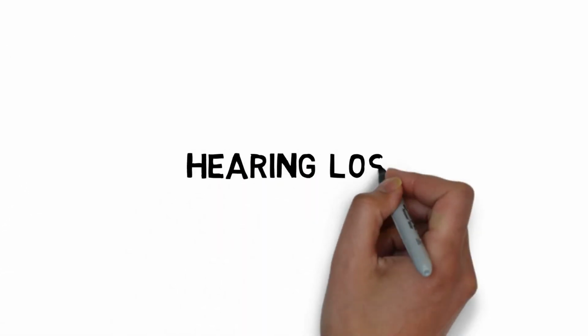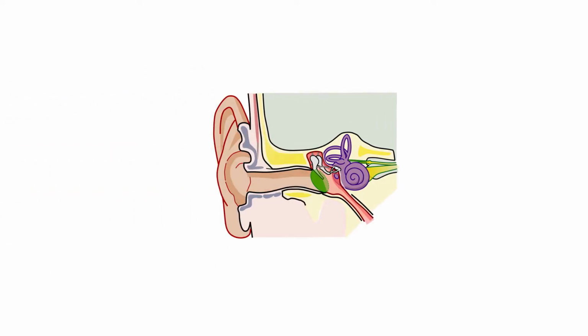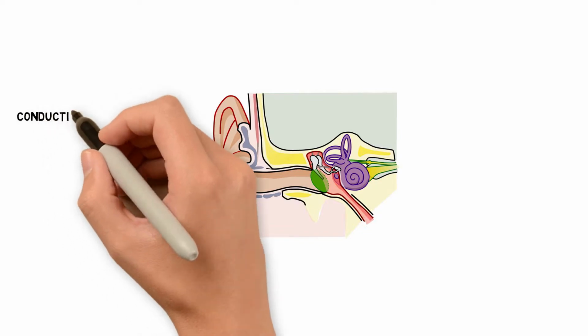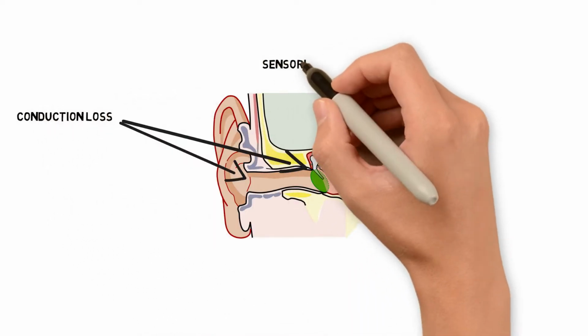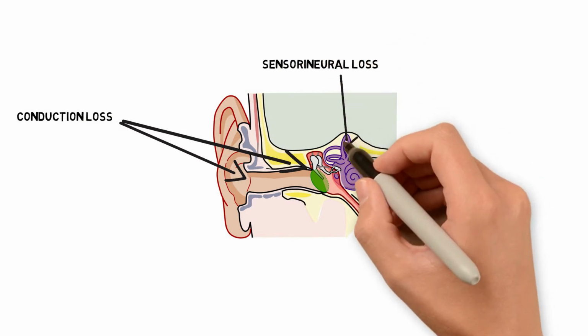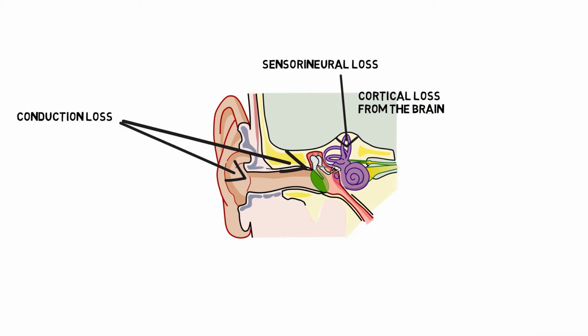This is the video on hearing loss. There are 3 different types of hearing loss depending on where the abnormality presents. There is conduction loss from the outer or middle ear, sensory neural loss from the inner ear, and cortical loss from the brain itself. We will look at each one individually.